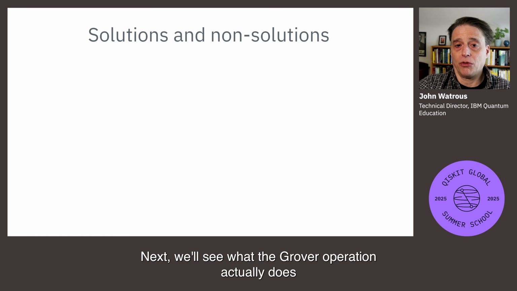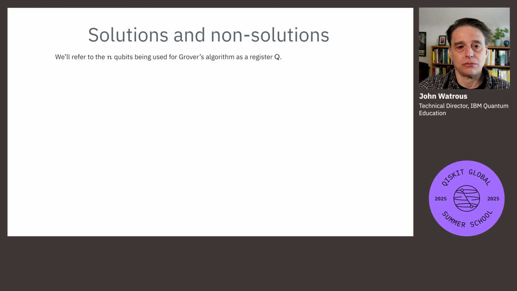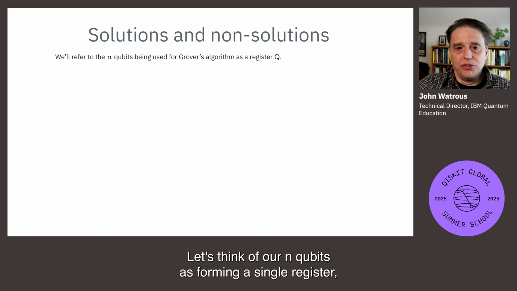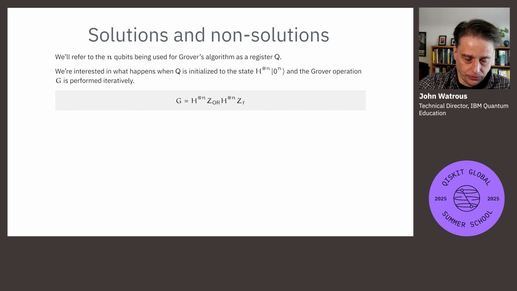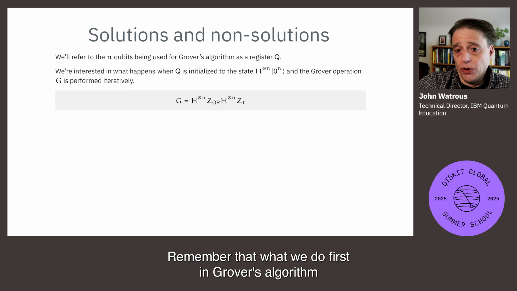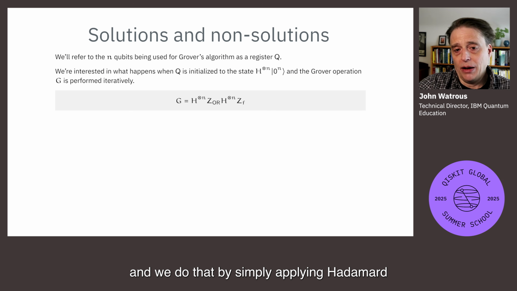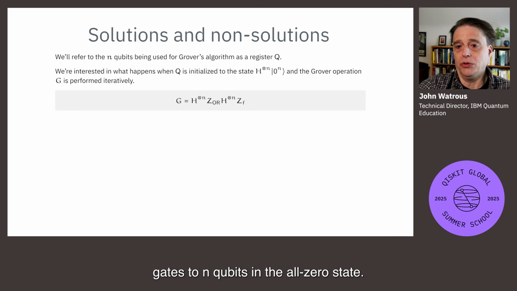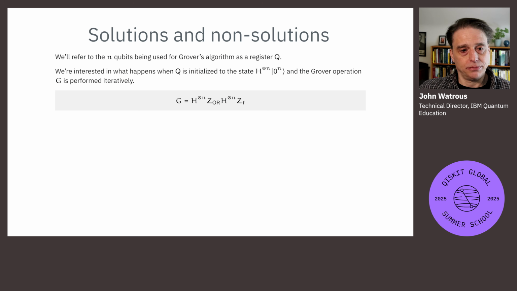Next, we'll see what the Grover operation actually does to the state of the n qubits. Let's think of our n qubits as forming a single register, and just to give it a name for the sake of convenience, we'll call it Q. Remember that what we do first in Grover's algorithm is to put Q into a uniform superposition of all n-bit strings, and we do that by simply applying Hadamard gates to n qubits in the 0 state. We then iterate the Grover operation G and measure.